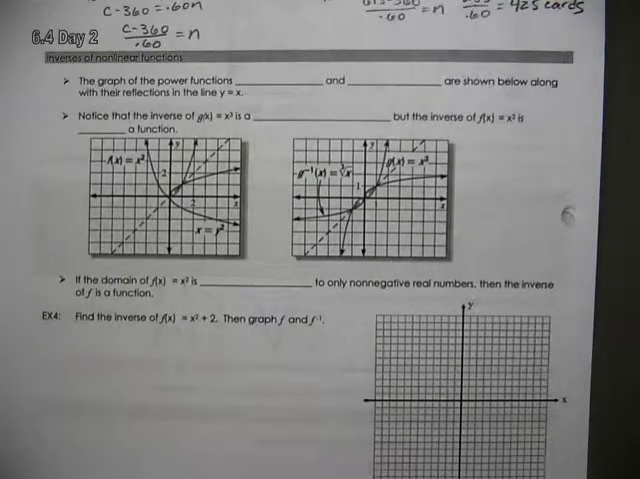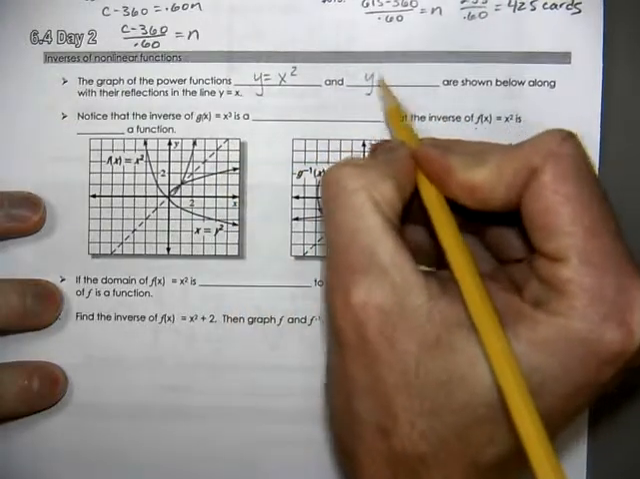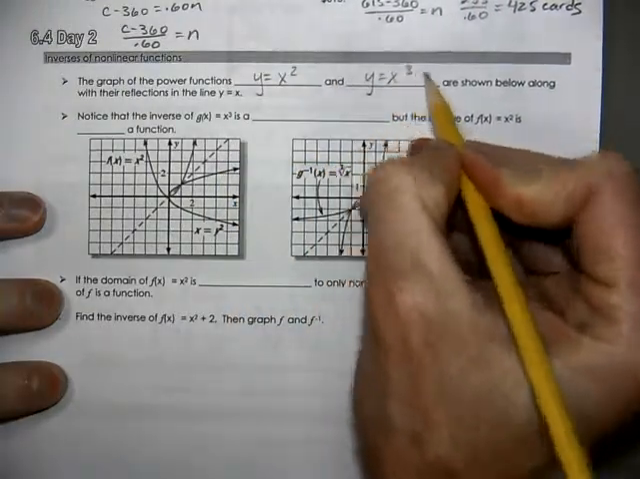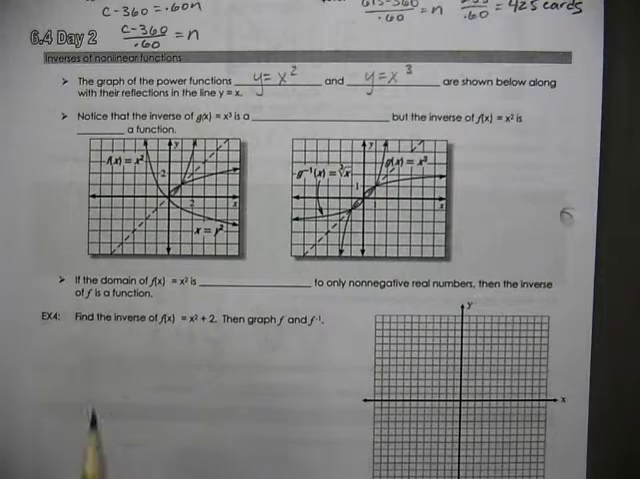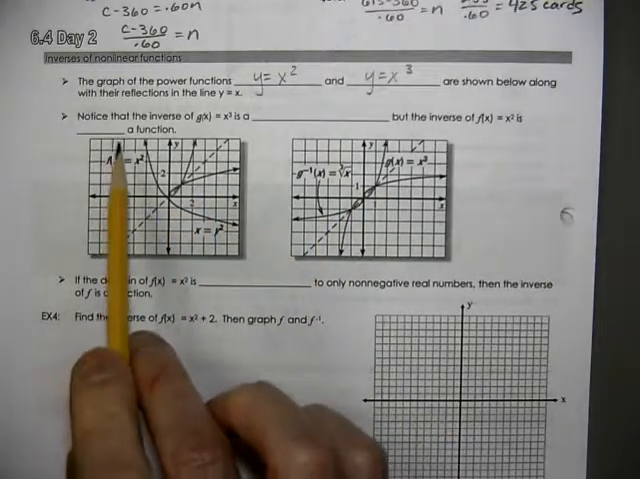This is Algebra 2 with trig. This is section 6.4. This is day 2. We're working with inverses and we're graphing these equations. The graph of a power function is in the form of x squared or even x cubed. And they're shown down here in our graphs.